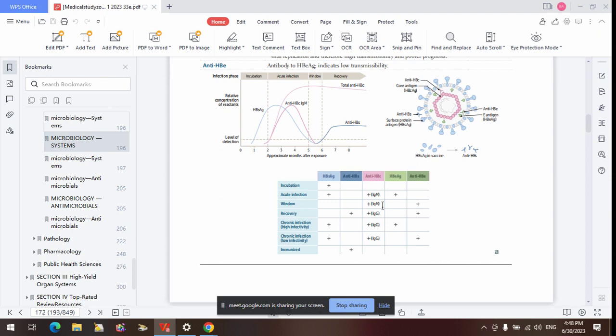A chronic infection. You know that we are still talking about infection, no? We are not talking about window. We are not talking about recovery. We are not talking about immunization. All those ones are not infection. No? If you are talking about infection, is it that you are talking about incubation, acute infection or chronic infection? And we said in incubation, the seroconversion has not even started. So the only thing that you see there is your HBsAg antigen. The person is infected.